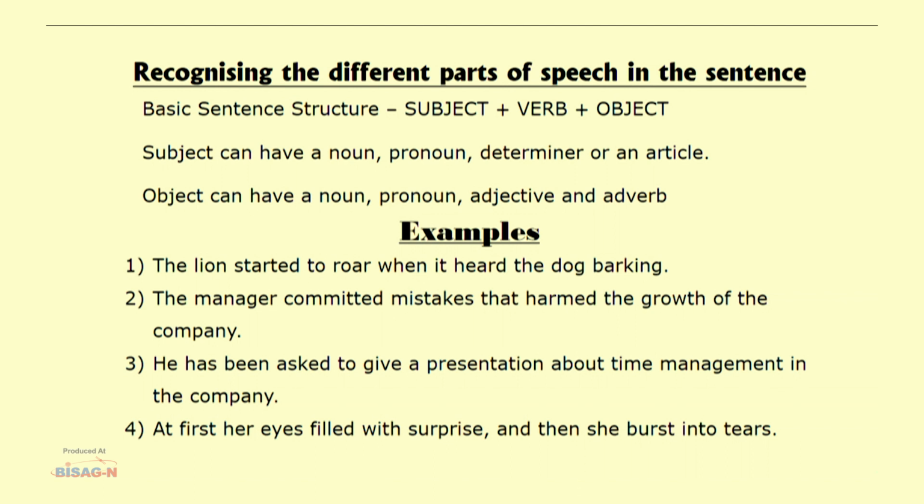Now, what is has been? Has been is an auxiliary verb or a helping verb which is a part of tense. What is asked? Asked is a verb. To is again a preposition. Give is again a verb, give means to give, and giving comes under verbs. Presentation, a is an article, as I have already told you. A is an article and presentation is again a noun.